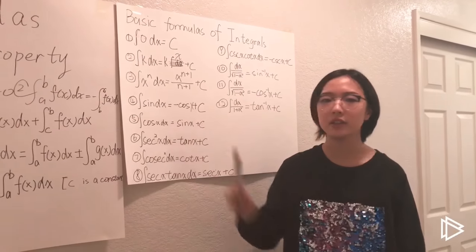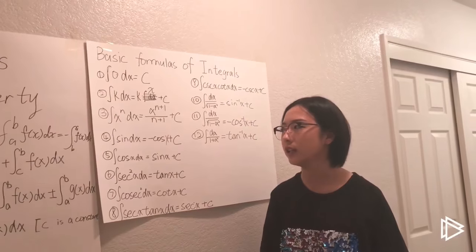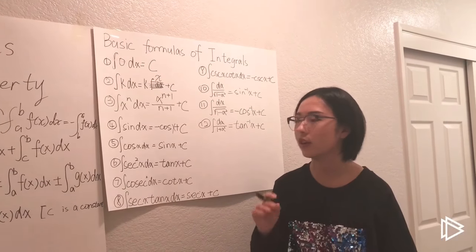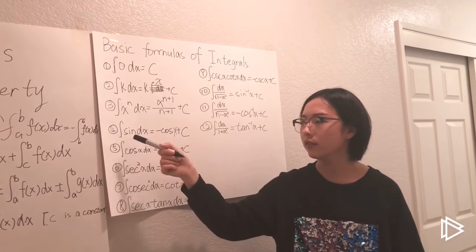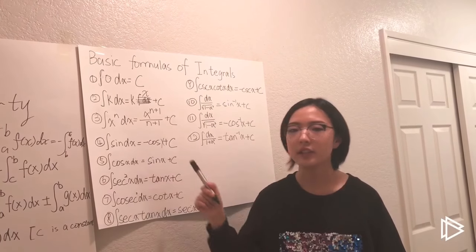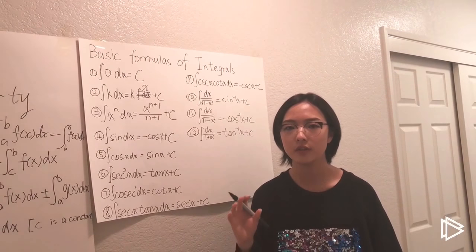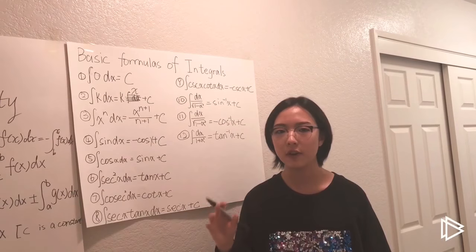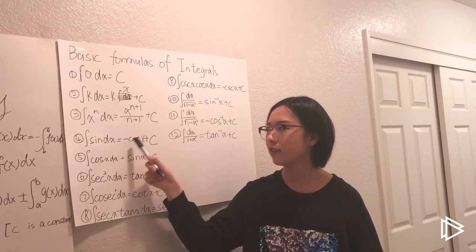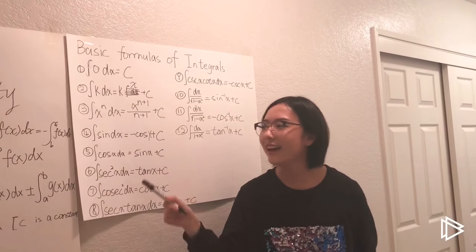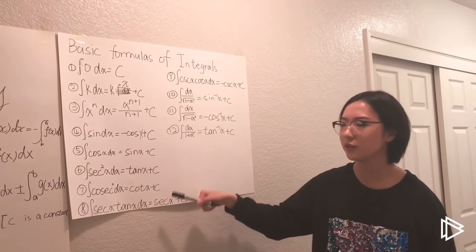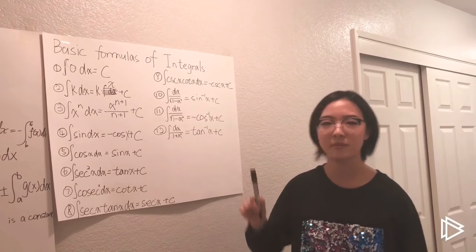And how to calculate trigonometric integrals? We can just think of the basic formulas of derivatives. For example, number 4, the integral of sine x dx. We can just think of which function has sine as its derivative. So the answer will be negative cosine x plus c. And for the other trigonometric functions, we can just use this technique to calculate them.